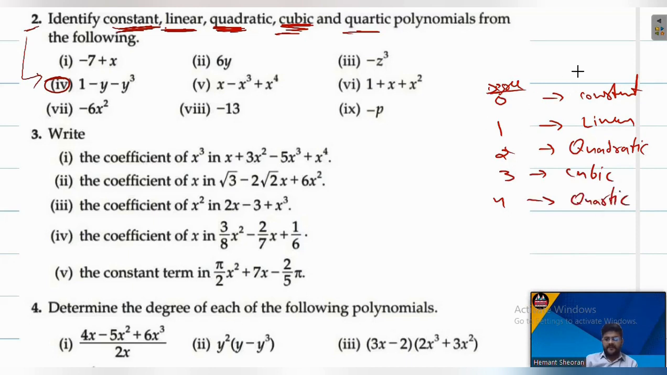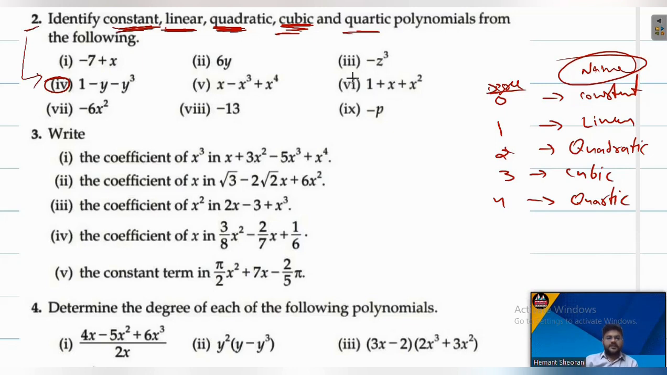What's the confusion? What I was confused about was, I thought whatever number was there at the top was related to it. You just have to check the variable's highest power. The variable is y, and the highest power is 3 in this case. So if the highest power is 3, then we will go with the name cubic, okay?